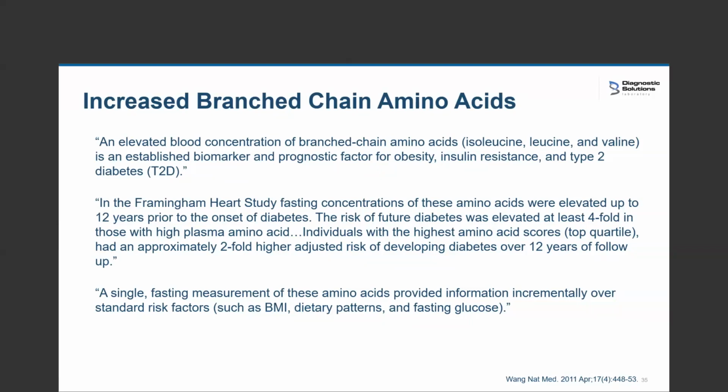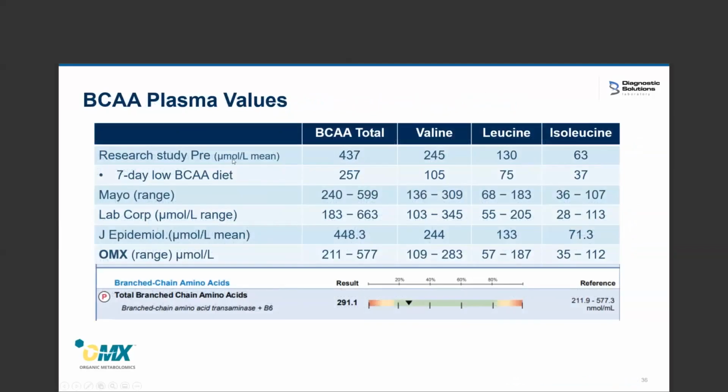And this is kind of what they found. So this is the research study. And then this is a 7-day low branched chain amino acid diet. And it came down, and each of the amino acids came down. So I'm comparing this: Mayo has a range, LabCorp has a range, and this is Journal of Epidemiology. And these single numbers are just the mean. So then the Organics Metabolomics from Diagnostic Solutions also have a very similar range.